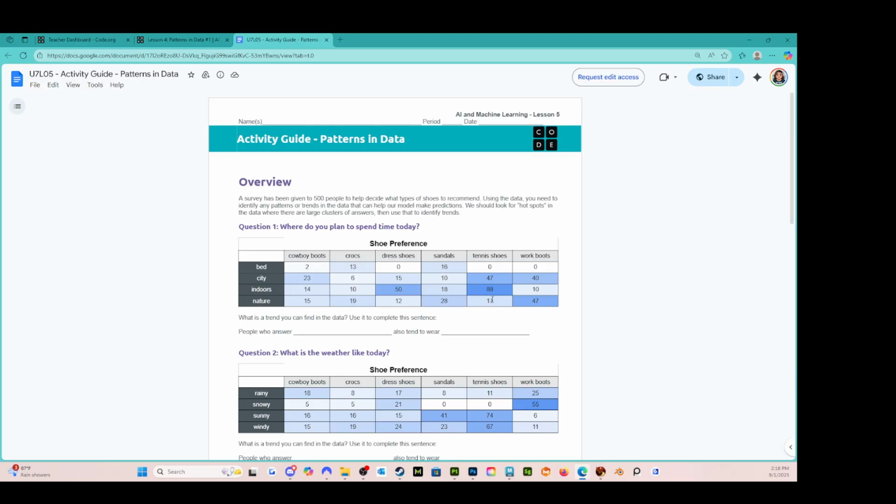All right. So you can see that the higher the number, the darker the color, right? So overall, the most answers for anywhere on here was this 88. So those who were going to be indoors, but not in bed, just indoors, said that they would be wearing tennis shoes. So that was our largest number out of all the people who were asked about it. All right, so what is a trend you can find in the data? Use it to complete the sentence. People who answer blank also tend to wear blank. So people who pick one of these 4 answers most likely will be wearing which kind of apparel.